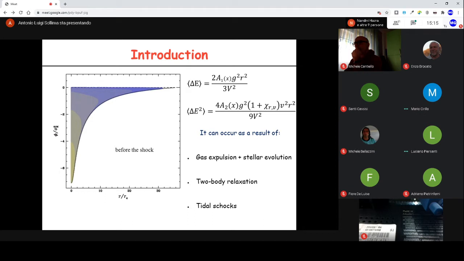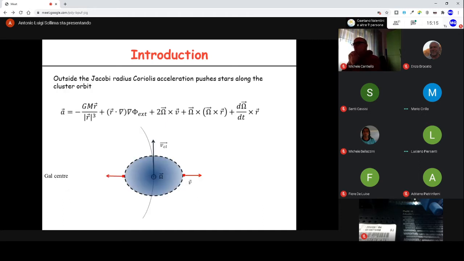So this means that after the shock, you have an increase of energy, and the stars at large distances, close to the tidal radius, can exceed the energy of the Lagrangian point and so be subject to evaporation. This can occur, for instance, when the cluster crosses the galactic disk, or when the cluster performs a pericentric passage. Okay, so once the stars escape the Lagrangian point, they do so with a velocity which is directed orthogonal to the cluster velocity.